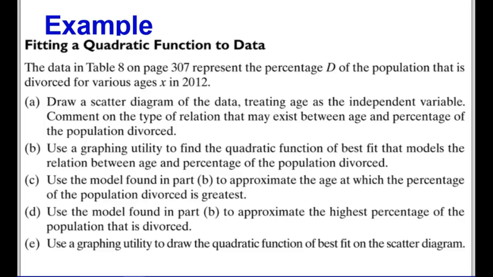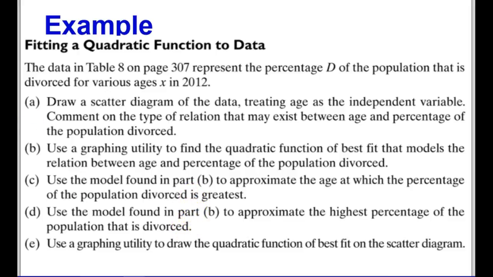Okay, so we're going to look at some data that represents the percentage of the population that is divorced. So first we have to draw our scatter diagram. Then we want to find the line of best fit. And it's not going to be a line of best fit here, it's our quadratic function of best fit. And you can use your graphing calculator. I've gone ahead and used Desmos since that's what we'll use most often. Then we're going to use this data and this model to predict a couple of things.